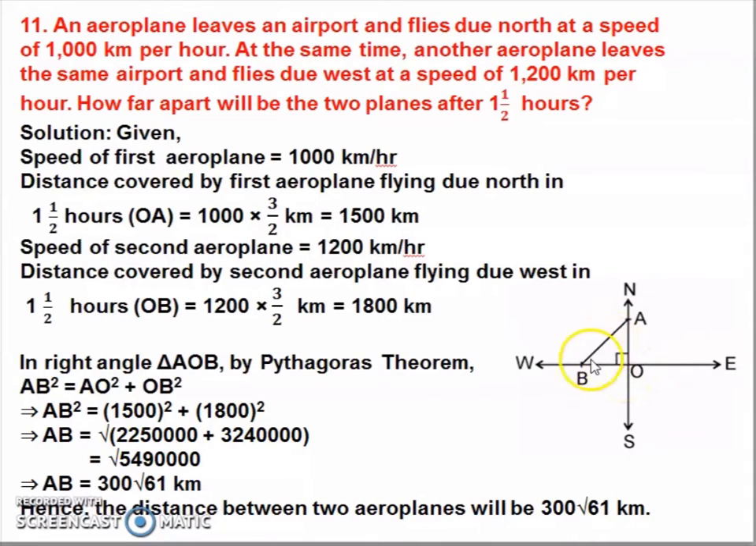Now I will apply Pythagoras theorem and find the hypotenuse AB, which is the distance between the two airplanes. So AB square is equal to AO square plus OB square, which is 1500 square plus 1800 square. Then finding the square of both, adding and taking square root, we will get 300 root 61 km. That is the distance between two airplanes.